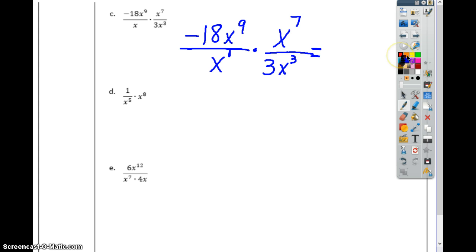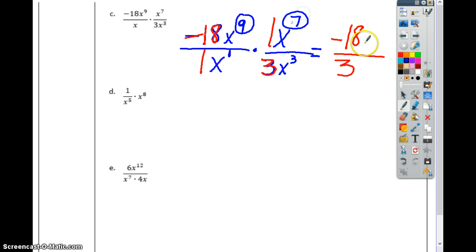Now, let's just see if you got the first step correctly. Negative 18, because we multiply our numbers, times 1 is a negative 18. 1 times 3, not 1 plus 3. What's 1 times 3? 3. So that's the number part of our multiplying. That's the coefficients. Now let's do the variable. So now I have x to the 9th times x to the 7th gives me x to the 16th. x to the 1, x to the 3 gives me x to the 4.